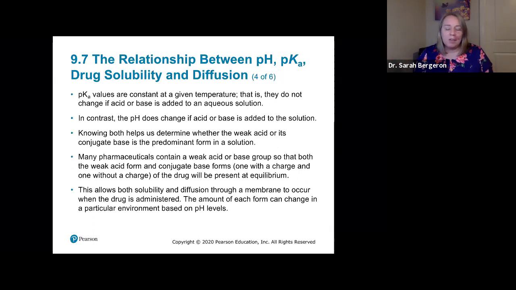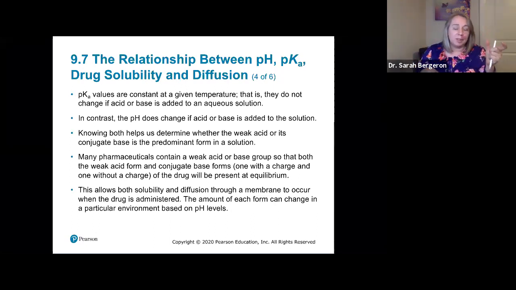And the pKa values don't change. They're constants for a particular temperature, and basically we're only worried about physiological temperature, right? But in contrast, our pH can change. We went from the stomach to the intestines and it changed a lot. So a lot of times when we do this, if we can find the pKa and we know the pH of wherever that substance is going to be, we're going to put in a weak acid or a weak base group so that you can have both the acid form and the base form.